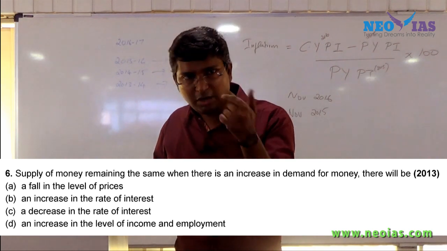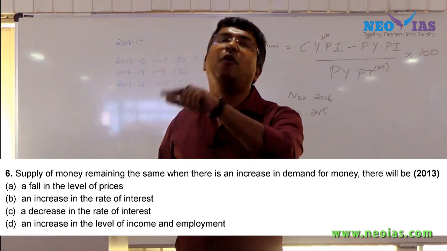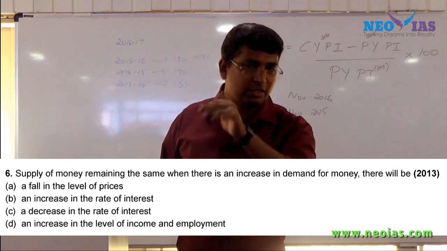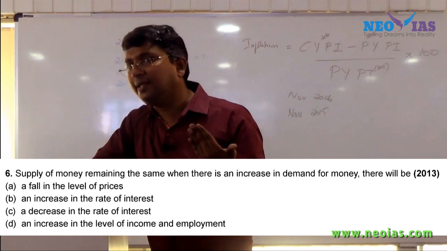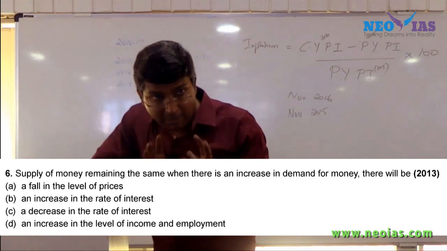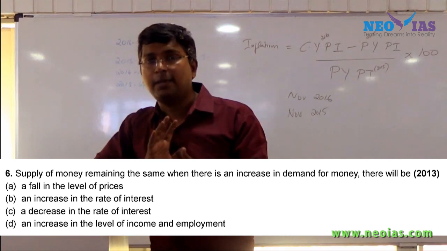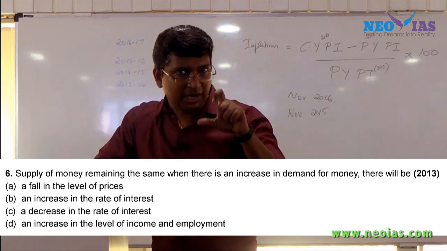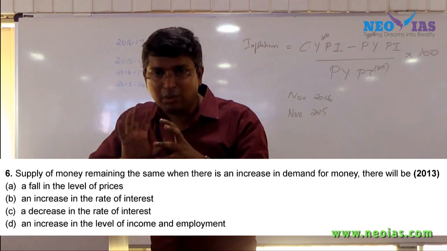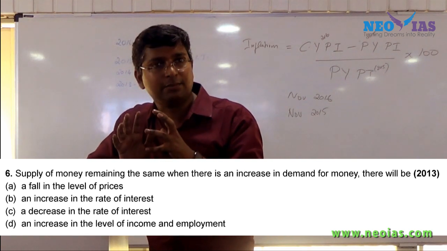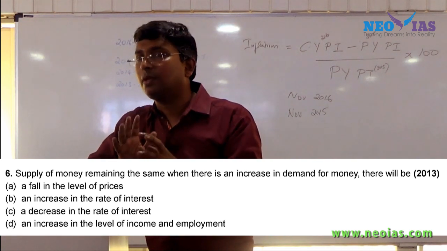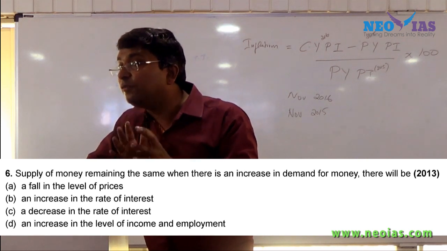That is not there. Instead of that, what are they given? It's a fall in the level of prices. That's not the scenario, so it's a wrong scenario. Now, the second thing is in relation to demand and supply of money. Try to understand, the money supply mechanism has an influence over the interest rate.